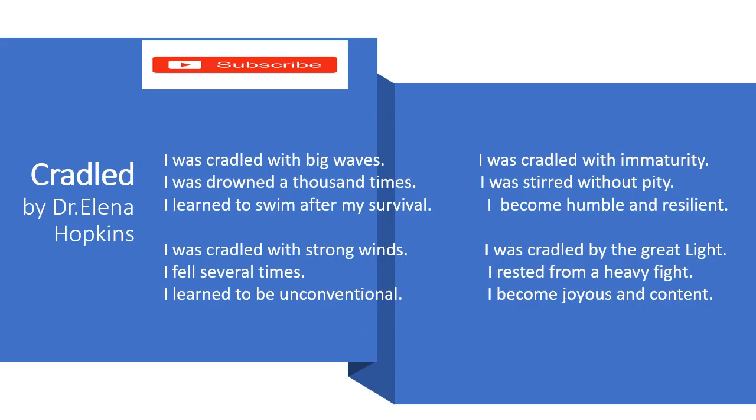This is an example of poetry. This is a poem by Dr. Elena Hopkins. How many stanzas are there in the poem? How many lines are there in each stanza? What type of stanza is being used by the poet? Poems are divided into lines and stanza. There are 4 stanzas in the poem, and each stanza has 3 lines.